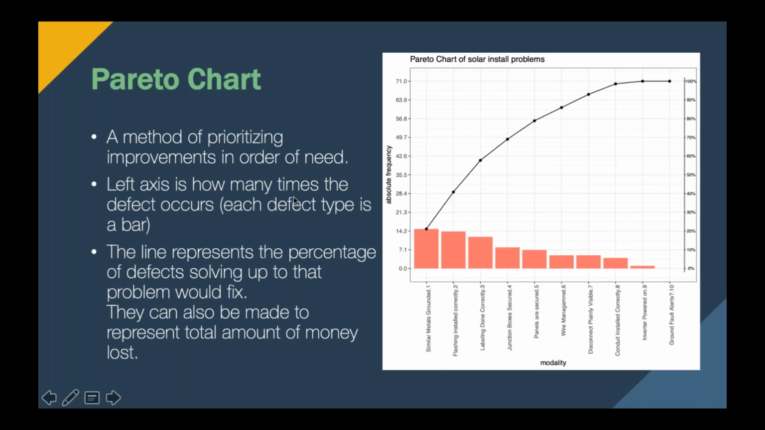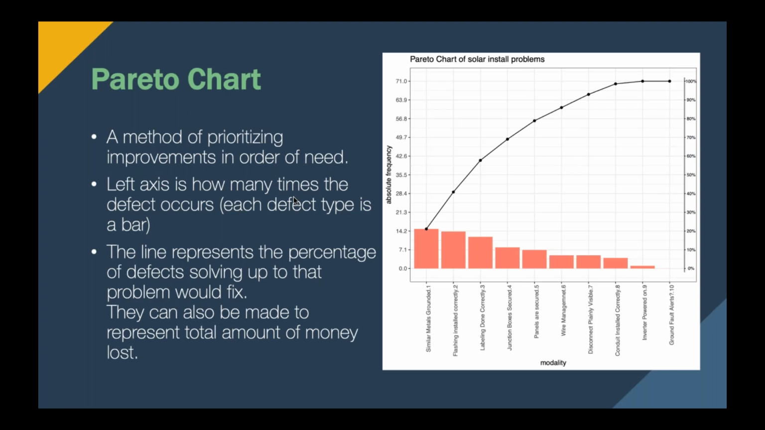And then the question is, how do I prioritize my issues after fixing them? And I think, if I could say take one thing away from this webinar, it is try and use Pareto charts. The idea behind a Pareto chart is that it's a method of prioritizing improvements in order of need. The left axis shows how many times a defect occurs.